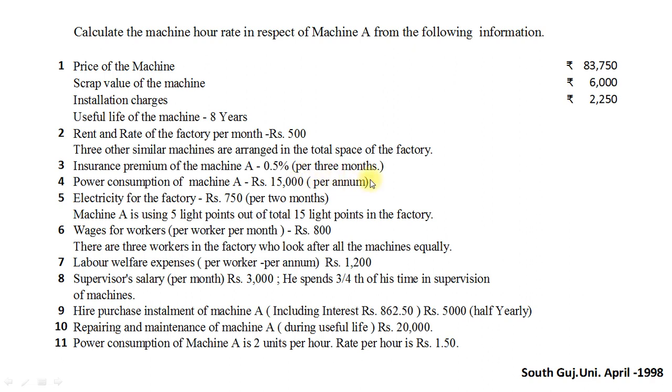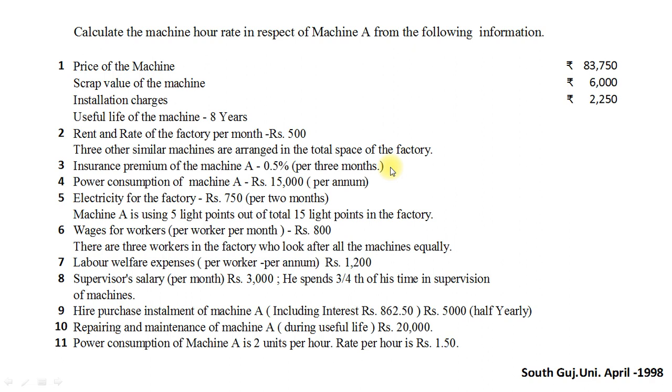Okay. Next, insurance premium of the machine A is 0.5% per 3 months. Here it is given per 3 months. First of all, you understand, insurance premium will be paid on the value of assets, and here the value of machinery is rupees 83,750. So insurance premium will be paid on 83,750. We need to calculate per annum. So what to do?